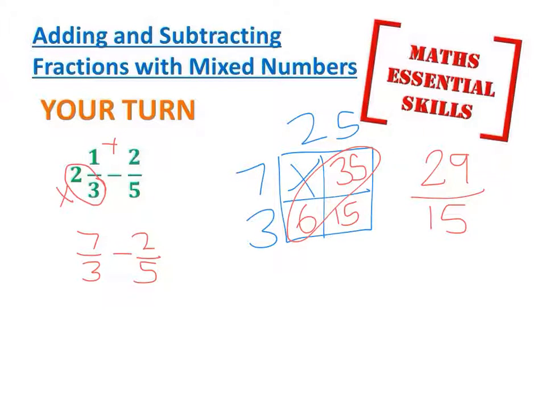What you could also do with this particular question, because that answer is an improper fraction itself greater than 1, you could turn it back into a mixed number. So 29, remembering that this part of the fraction line just means divide. 29 divided by 15 would be 1 remainder 14. So that is how I could turn it back into a mixed number. If I'd used common denominators, I'd get exactly the same answer.